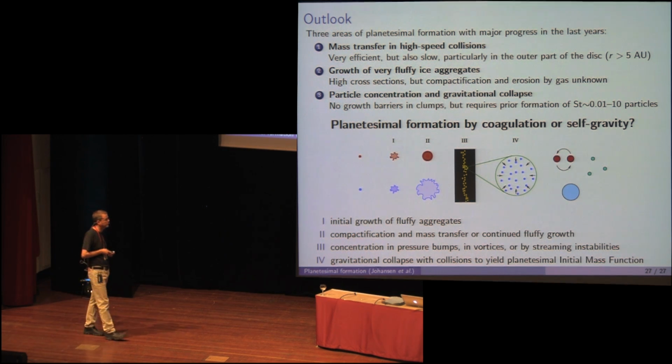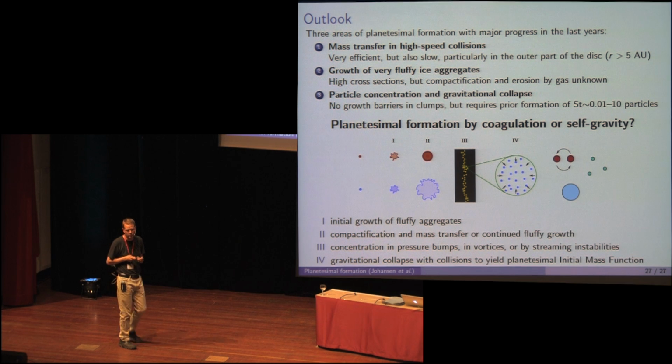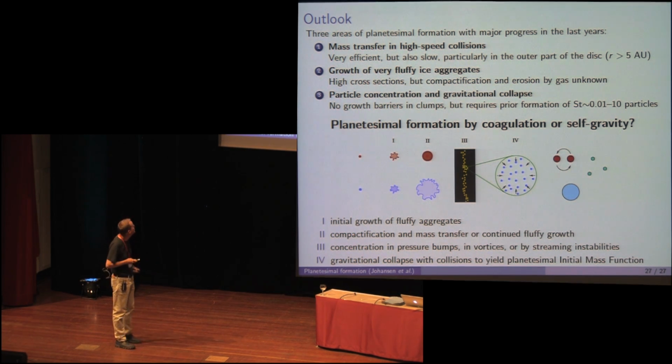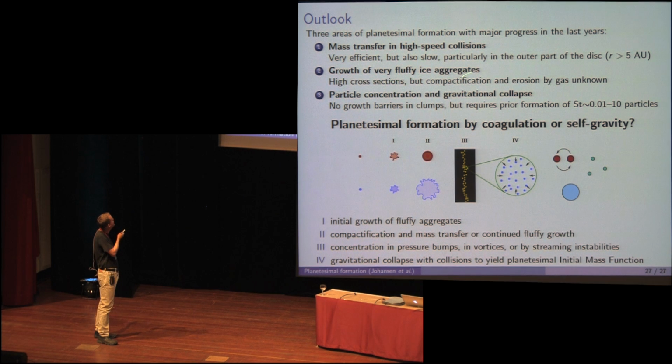model of planetesimal formation. Because if you look at all of these three effects which I talked about, the mass transfer and high-speed collisions is very efficient, but it's also very slow, particularly in the outer part of the disk. It cannot compete with the radial drift or with the disk dispersal. On the other hand, you can grow very fluffy ice aggregates that have very high cross-sections and grow to very large sizes, but it's still kind of unknown how they compactify and what about the erosion by the gas. It's not entirely known how these particles would survive the gas flow around.